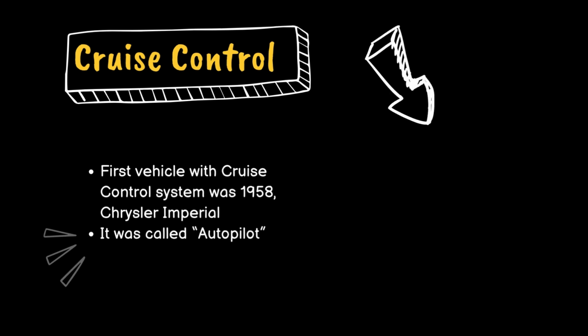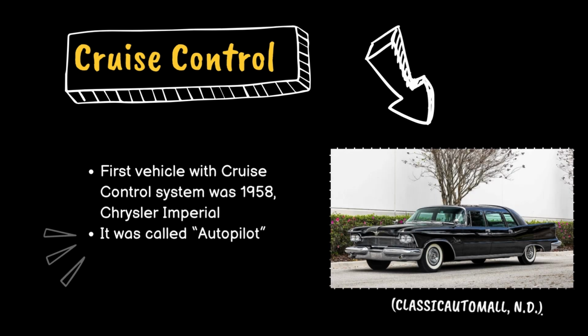Let's take a journey back to the late 1950s, an era of innovation and the golden age of the automobile. In 1958, the automotive world was introduced to a groundbreaking feature in the Chrysler Imperial. This wasn't just any car. It was the first production vehicle equipped with a technology that would forever change long-distance driving, cruise control. And what's even more fascinating, this system was called autopilot. Imagine the allure and futuristic promise that the name held back then, a time when the idea of cars driving themselves was pure science fiction.